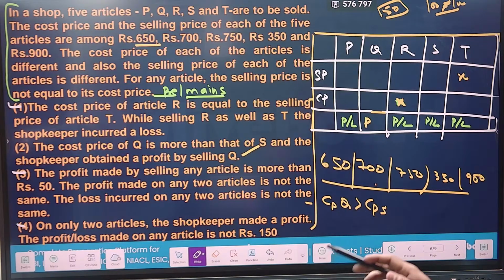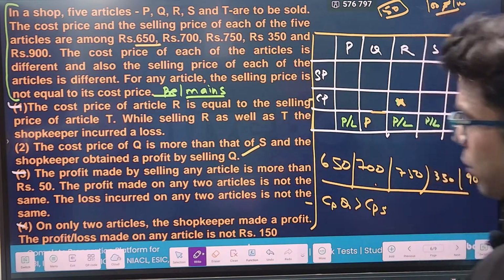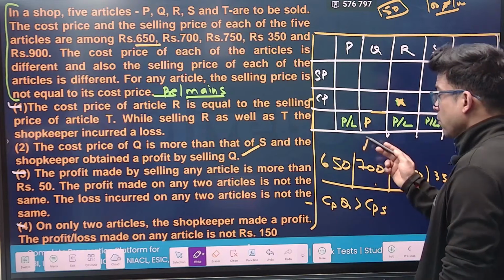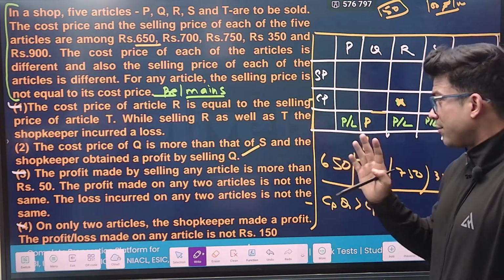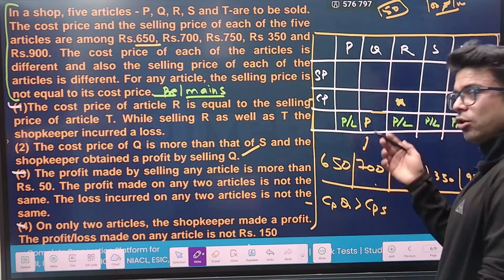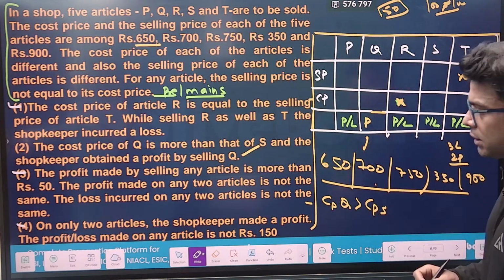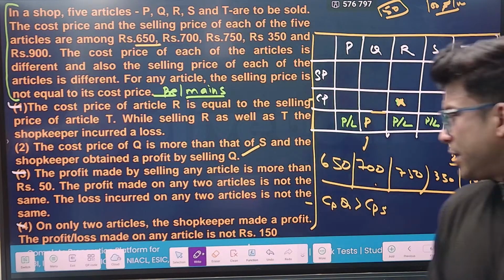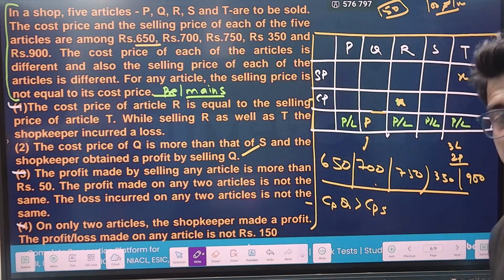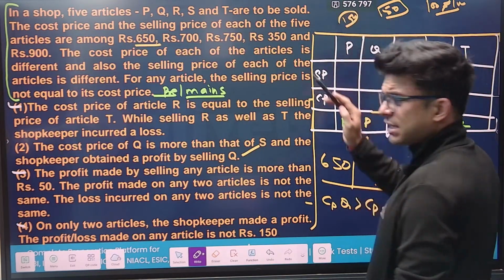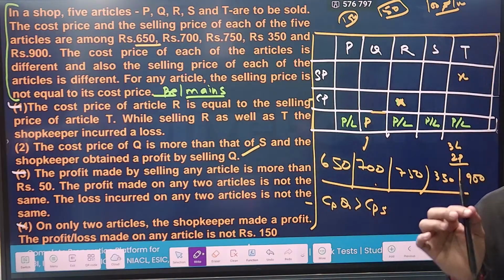I hope all of you are getting my point. Fourth point: on only two articles the shopkeeper made a profit. Okay, that's very true. Two articles have been in profit, then the other three would be in loss. So three would be in loss and two in profit. And the profit or loss made on any article is not rupees 150. It is also clear. The point is that it should be 50 or more than 50, and it should not be 150. So a lot of restrictions are there, right?